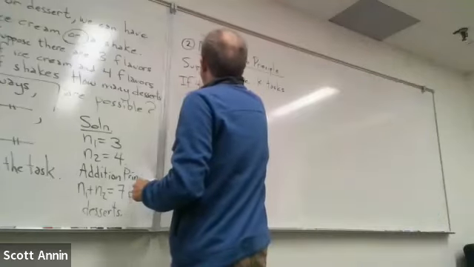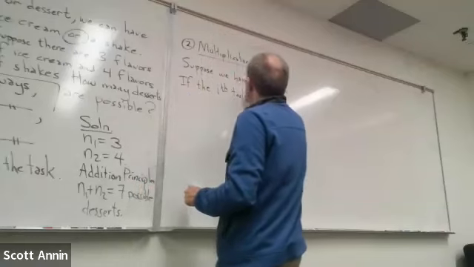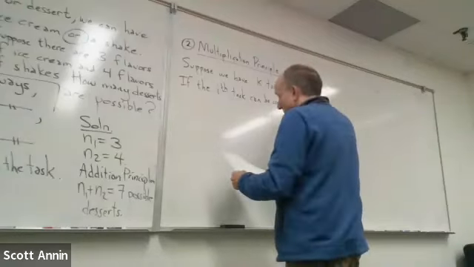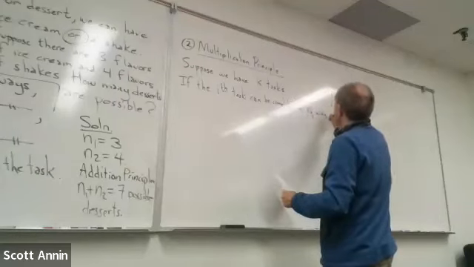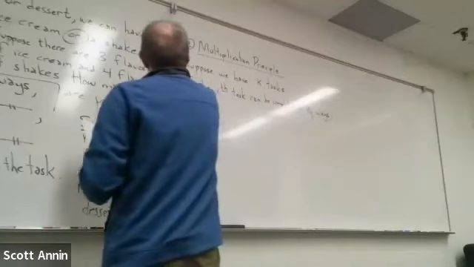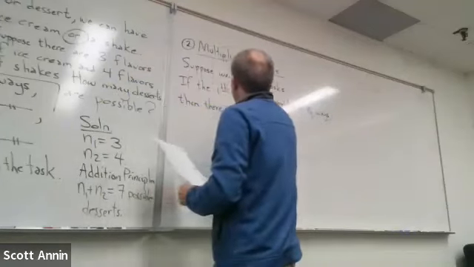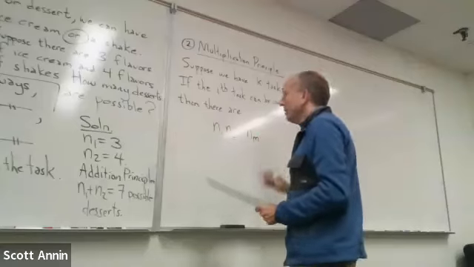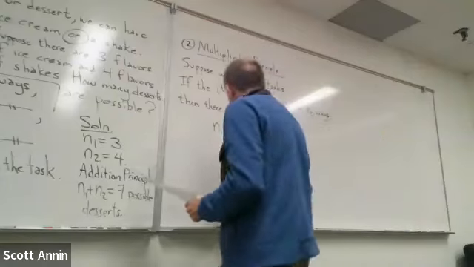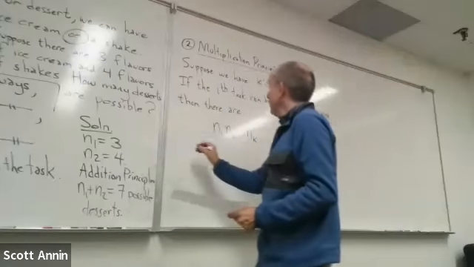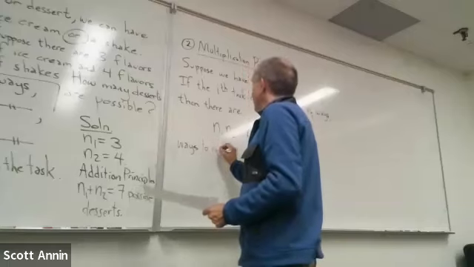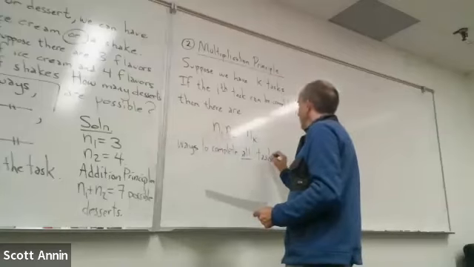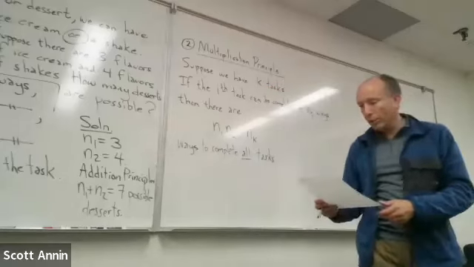And if the ith task can be completed in n sub i ways, then there are n1 times n2 times ... times n sub k ways to complete all of the tasks. Sorry, I said there were k tasks. Right? In this case, that would be the number of ways.